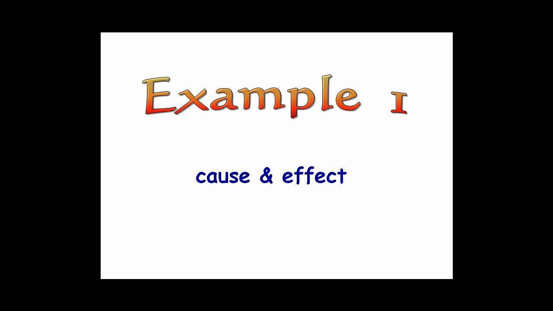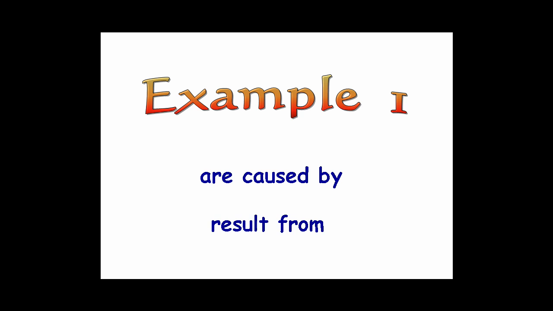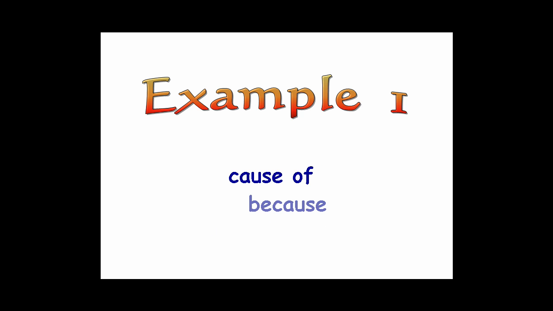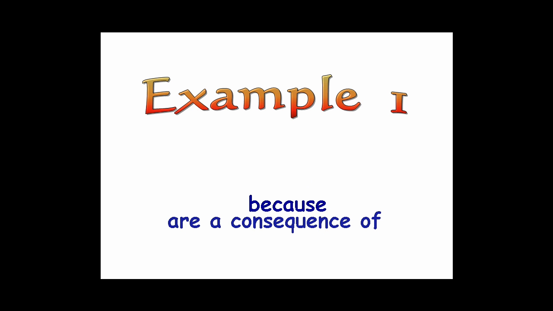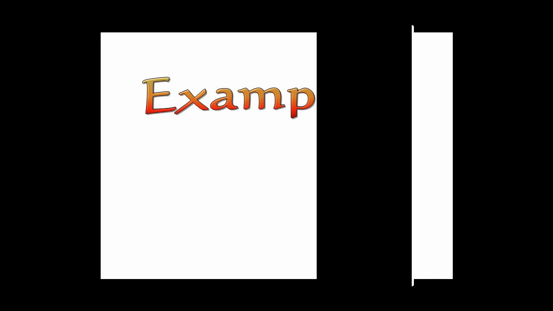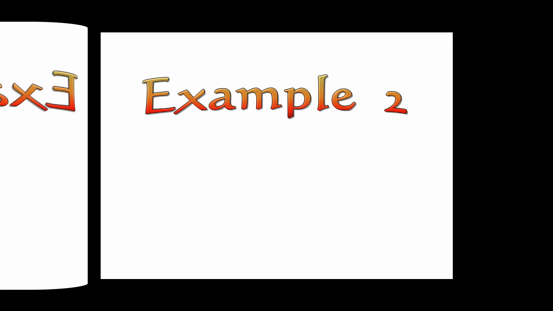Well, how did you go? Were you able to identify the pattern being used here as a cause and effect pattern? We know that it's a cause and effect pattern because the signal words used are signal words for cause and effect. Here they are: caused by, result from, cause of, because, are a consequence of.